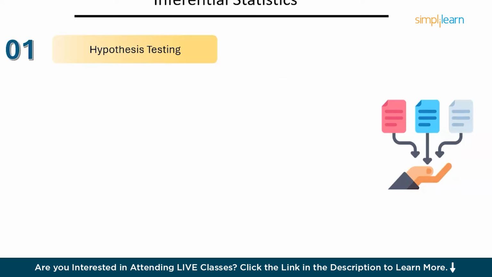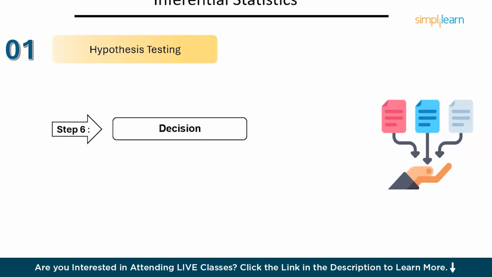Now moving on to the last step, that is decision. Now we compare the p-value to our significance level alpha. If the p-value is smaller than 0.05, it means the results are statistically significant and we can reject the null hypothesis. In our case, the p-value is 0.03, which is less than 0.05. So we reject the null hypothesis.